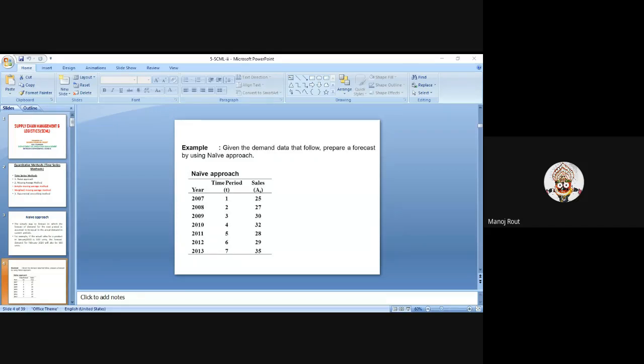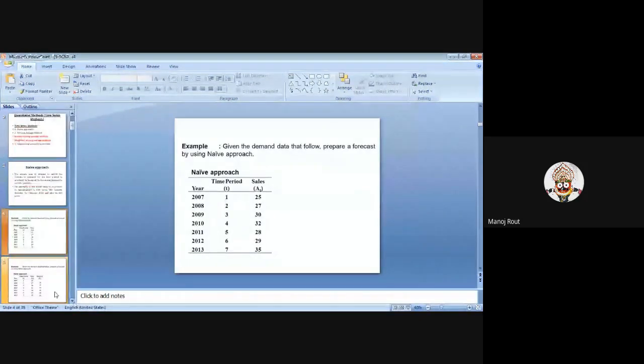Now go directly to calculating the forecast using the Naive approach. So this is the answer. Forecasting for the next year uses the previous data: 25 for 2008, 27 for 2009, 30 for 2010, 32 for 2011, 28 for 2012, and 29 for 2013. Clear? Just note down these values.